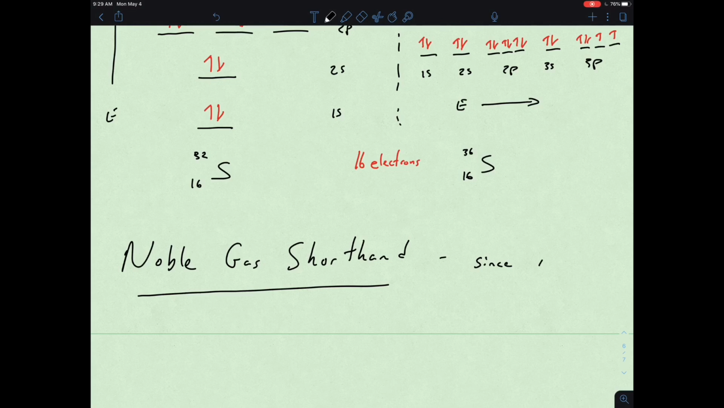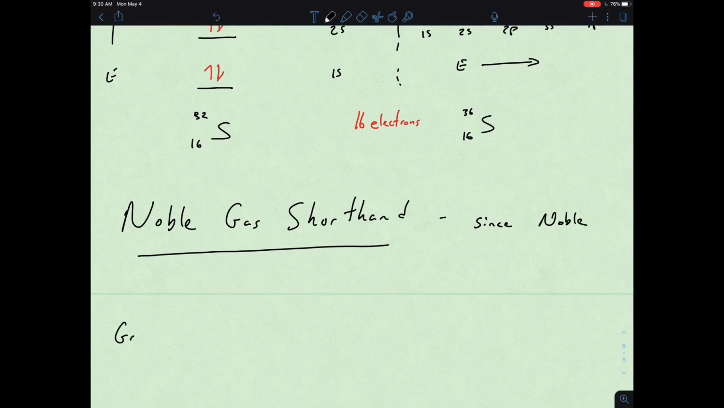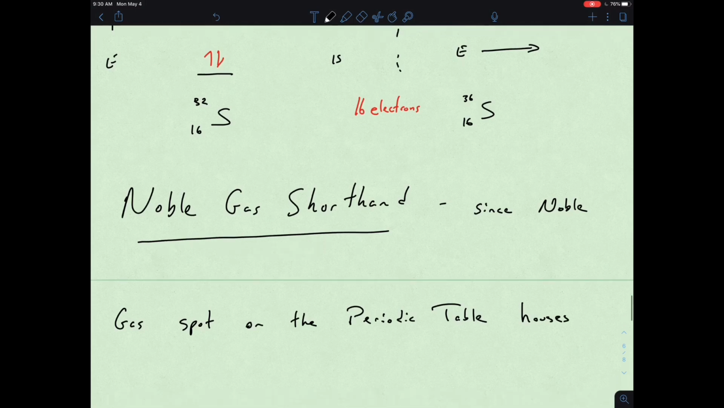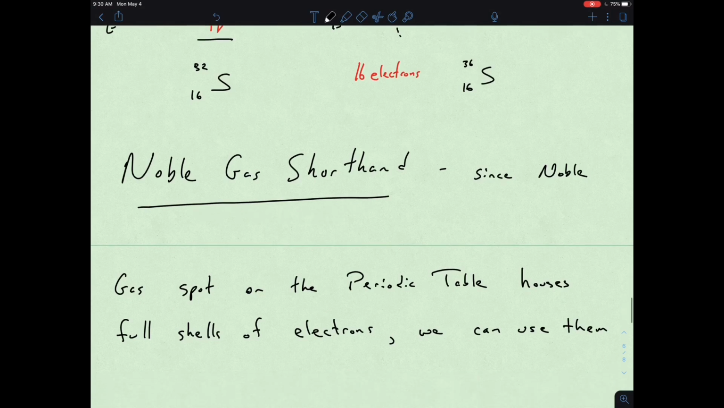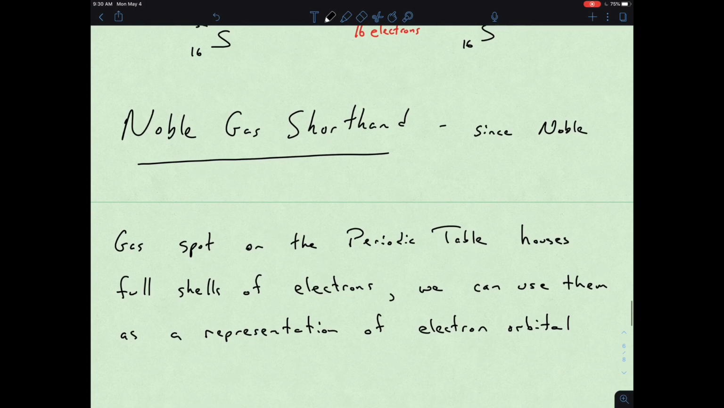And since, remember, these noble gases, or this noble gas spot on the periodic table, houses full shells of electrons, we can use them as a representation of electron orbital sets that are already full.